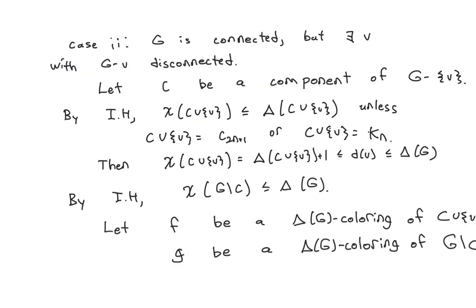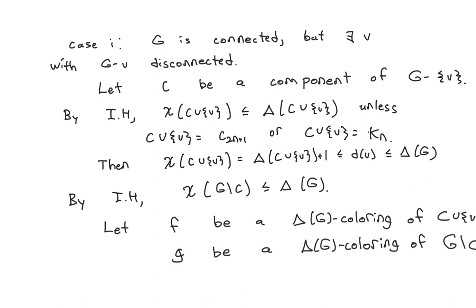I'm going to be doing the cases in a slightly different order than the textbook because I find it simplifies some of the later steps. So our first case now is that G is connected, but there exists a cut vertex. So let C be some component of G minus V. By the induction hypothesis, the chromatic number of C union V is at most the maximum degree of C union V unless C union V is an odd cycle or a clique. In that case, the chromatic number of this graph is exactly delta of that graph plus 1.